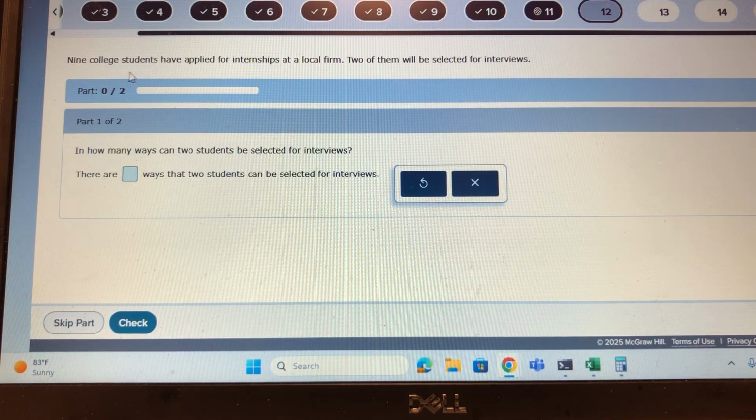Okay, 9 college students have applied for an internship. 2 of them will be selected. How many ways can the 2 be selected for interviews? See, here's a case where I'm not treating these people differently. They either get interviewed or they don't. There's no difference in their job titles. At least they didn't tell me in this problem. So it doesn't matter if you're first or second. You get treated exactly the same as the other person.